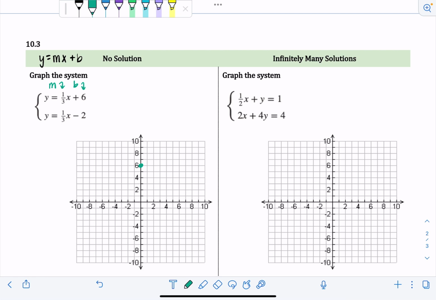And then the m tells you what direction and how far to go to get to your next point. Since m is 1/3, it's positive, so it's rise over run. If m is 1/3, that means my rise would be 1 and my run would be 3, because rise on top, run on bottom. From my initial point, I would go up 1 and then right 1, 2, 3, and that would tell me where to put my next point. I'd put that right there, and then I would connect those two points.